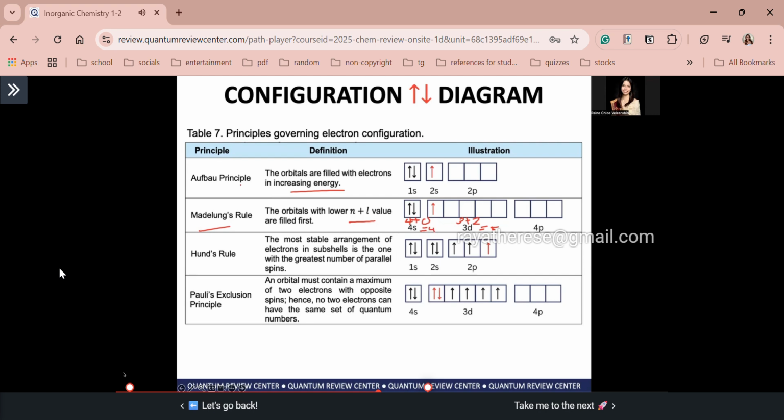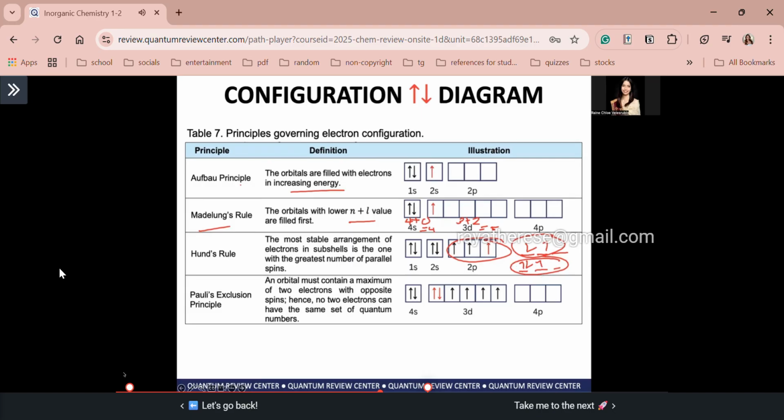The most stable arrangement of electrons in subshells is the one with the greatest number of parallel spins. Okay? So, ganito, dapat parallel. Mali ito, guys. Ito, guys, hindi ito parallel. Hindi yan parallel. And mali din ito. Kasi mas gusto ng stable arrangement na parallel.